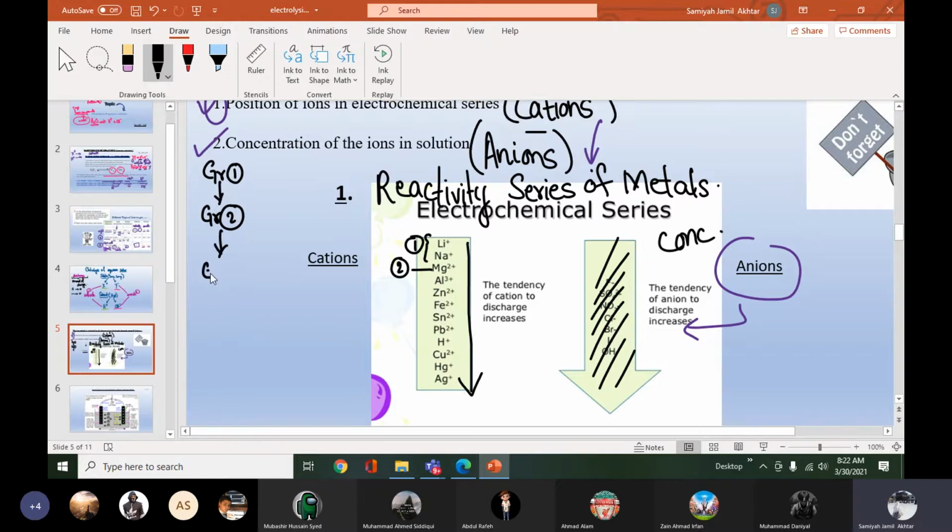After group 2, there is group 3. It's in the sequence, group 1, group 2, group 3, in both the reactivity series and the electrochemical series. Reactivity series is actually their ability to react, so they go from the higher reactivity towards the low reactive metals. In the electrochemical series also the arrangement is the same, but the ability to discharge increases when we go down. So they go from less ability to discharge towards more ability to discharge. Then aluminium is in group 3. Then after group 3 there are transition metals.